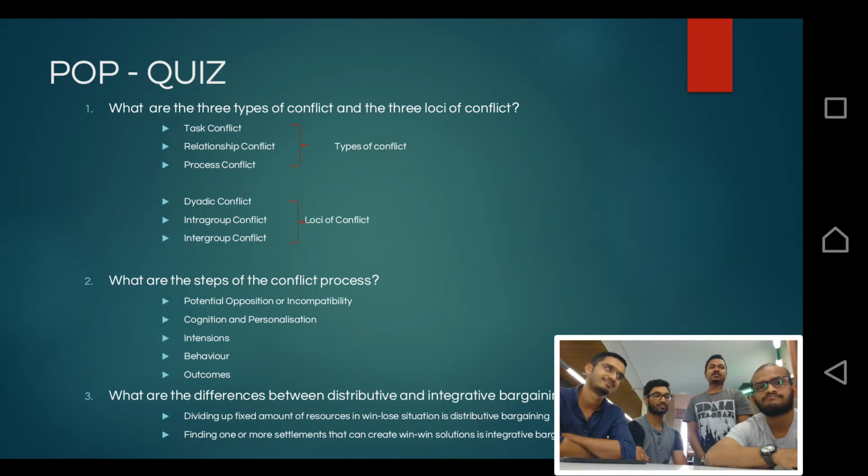Here are the answers. Task conflict, relationship conflict, and process conflict are the types of conflict. And then direct conflict, intragroup conflict, and intergroup conflict are the loci of conflict.